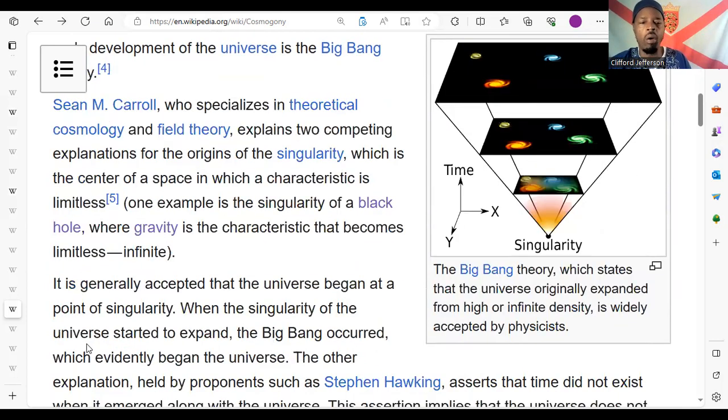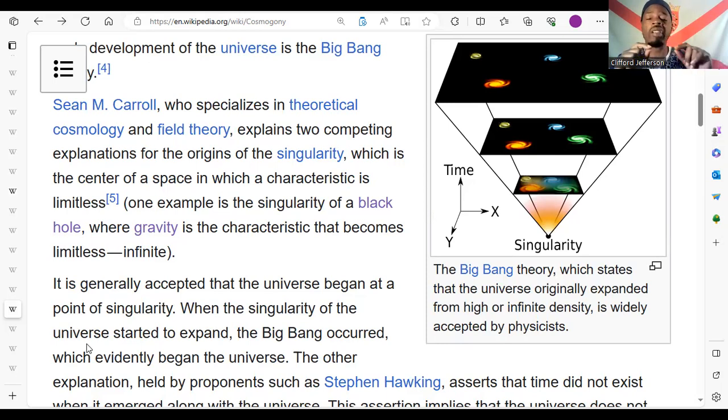Sean M. Carroll, who specialized in theoretical cosmology and field theory, explains the competing explanation for the origin of singularity, which is the center of a space, and whose characteristic is limitless, zero-point energy. All right? Point geometry. The law of geometry. It says, which is the center of space in which characteristic is limitless.